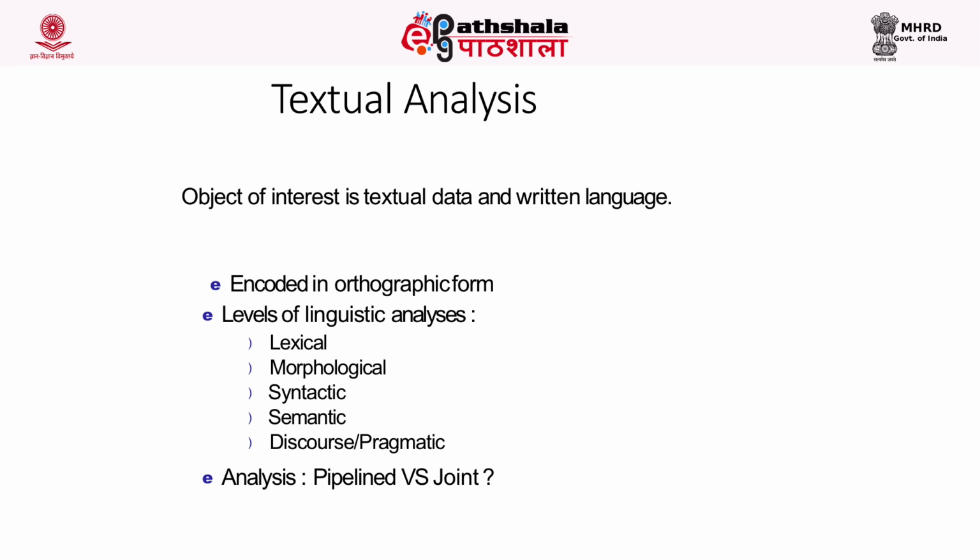Now, in a pipeline architecture, in case some error is there in the output of the first level, it will go to the next level, and the input to the next level will already be erroneous. So the chances of the errors propagating and creating a cascading effect are high. Therefore, the other approach which is being explored these days is joint modeling.